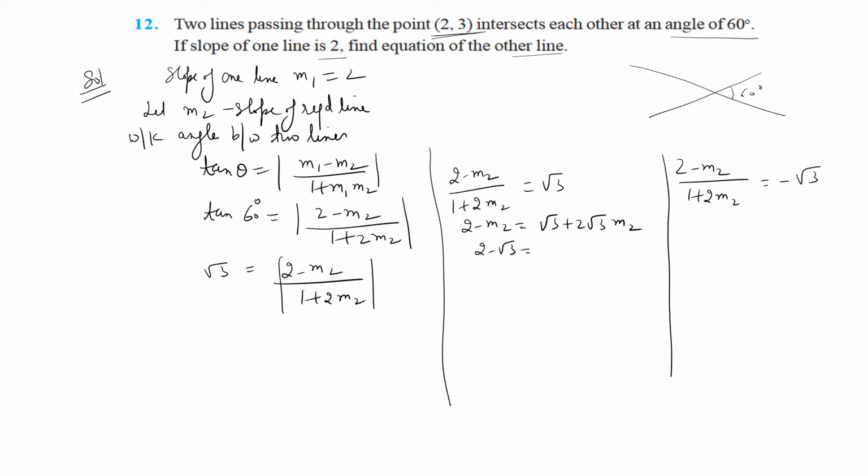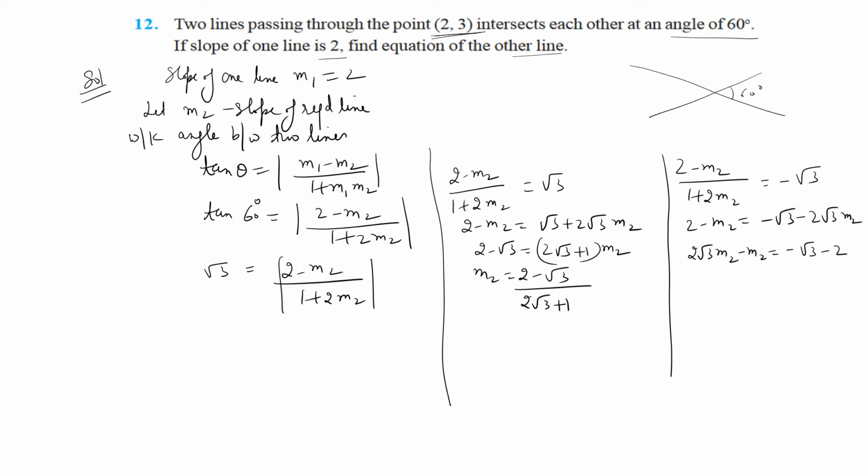So this is 2 minus root 3, and 2 root 3 plus 1 will come from this times m2. So m2 is (2 minus root 3) upon (2 root 3 plus 1). Here, 2 minus m2 equals minus root 3 minus 2 root 3 m2. So it becomes 2 root 3 m2 minus m2 is equal to root 3 minus 2. So m2 is (2 root 3 minus 1) times m2 equals minus (root 3 minus 2). Now to adjust this negative sign, I can simply exchange the terms, 1 minus 2 root 3. So I'll get m2 as this. I'll frame the equation of the line.